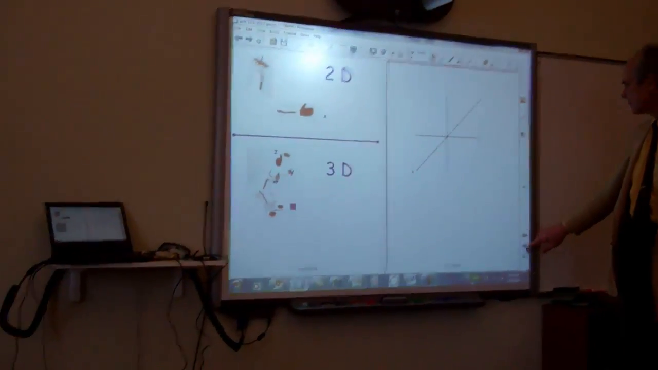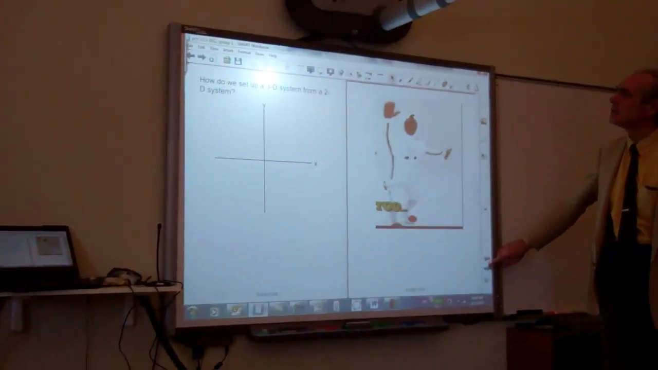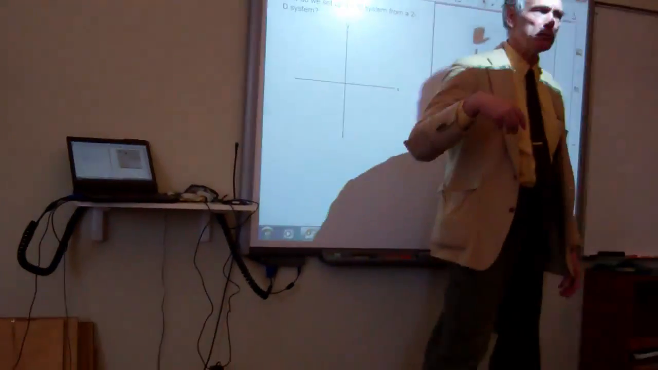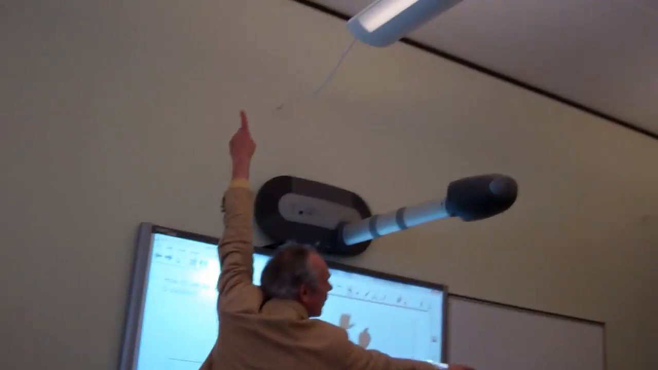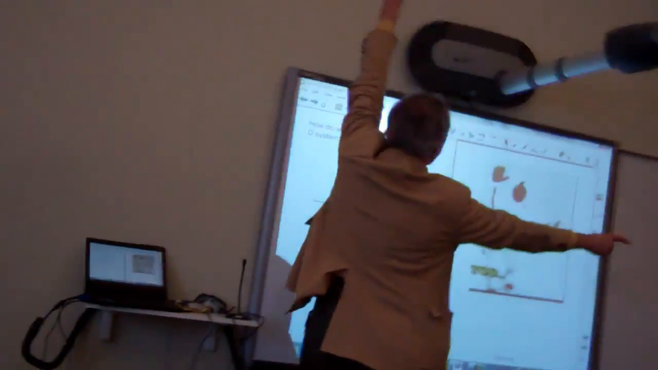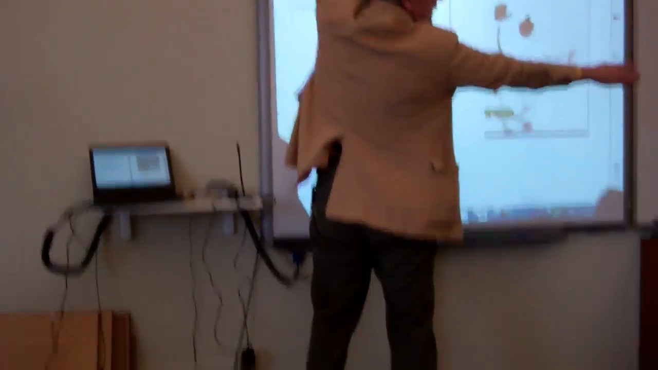Okay, here's how it works. Here's your x-y coordinate system. If you put your right hand in the x direction and your left hand up in the y, that's a plane. You only have 2 dimensions. This is a plane.